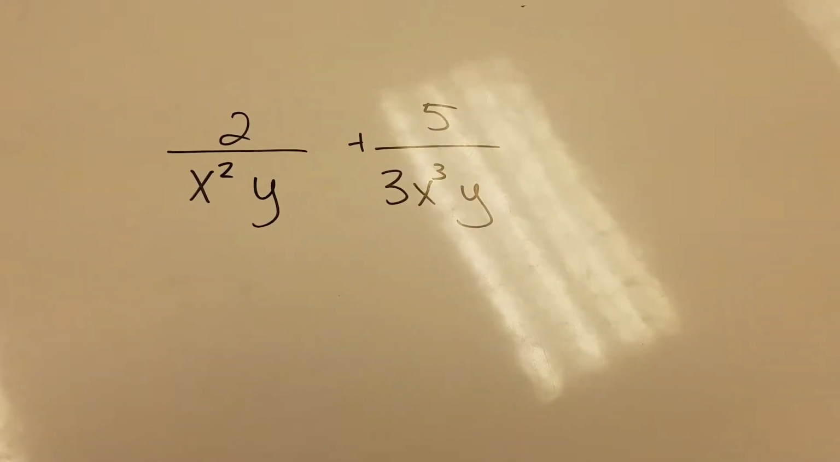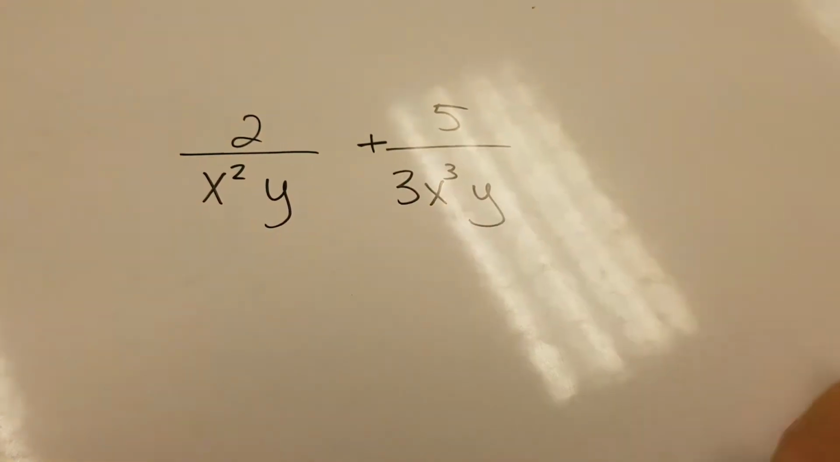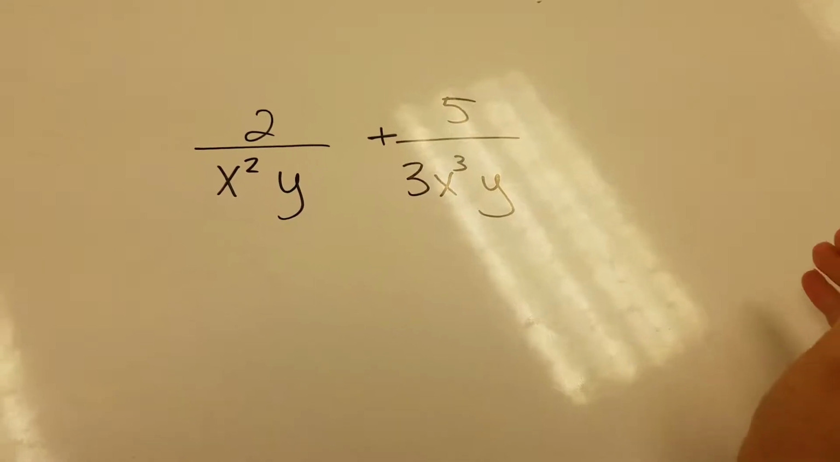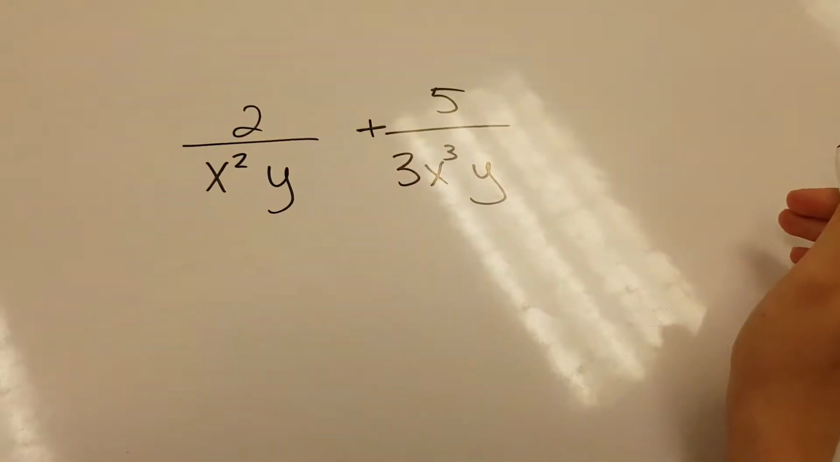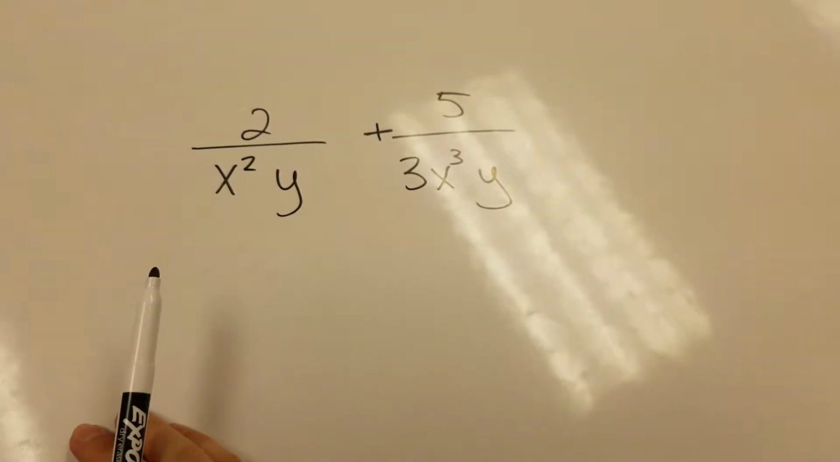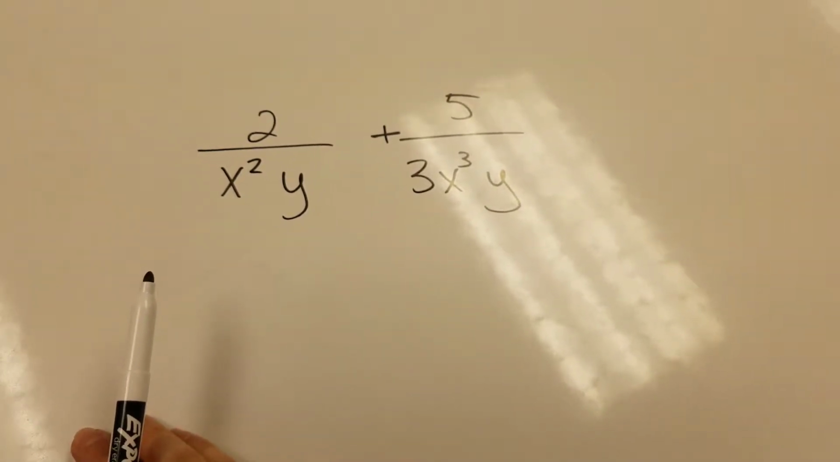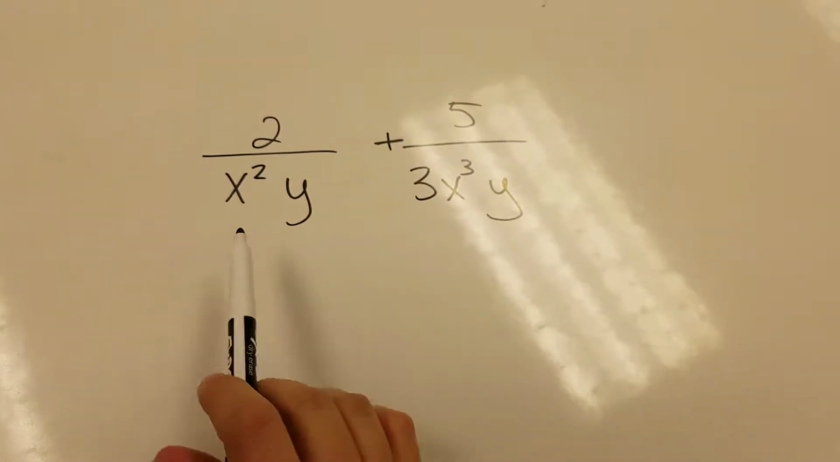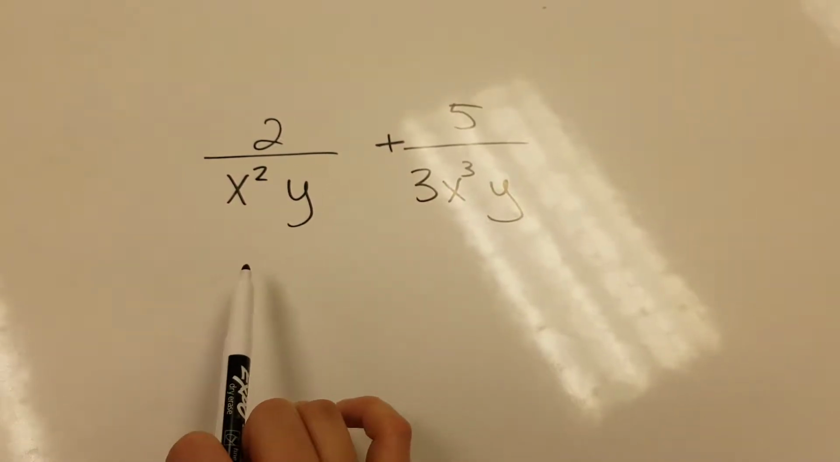Alright, so we are going to be adding and subtracting rational expressions today. The first one in our examples is going to be a monomial on the bottom, meaning there are no plus or minus signs. So what we're going to do is figure out what we can make the bottoms so that they match.